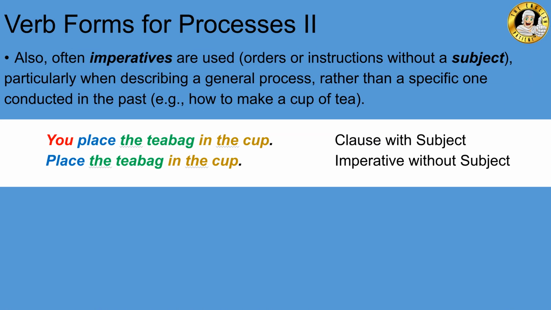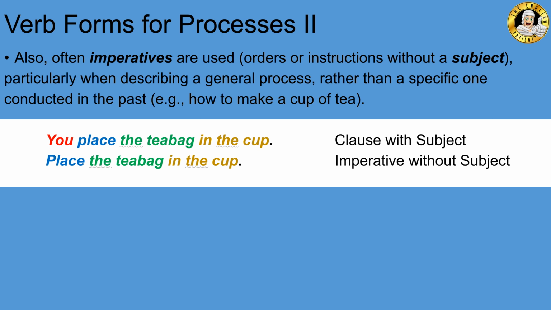Now, also, often imperative structures are used. Remember that these are orders or instructions which don't have a subject. Again, for the same reason here, the subject is not actually that important. So this is particularly done when you're describing a general process rather than a specific process conducted in the past.